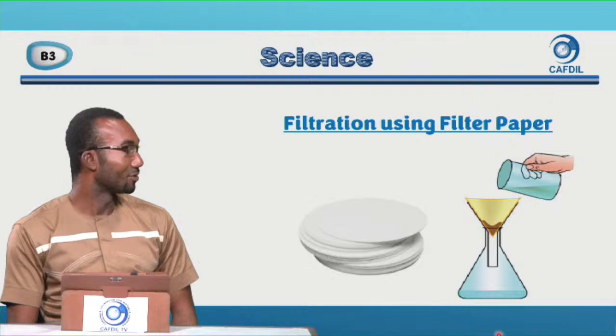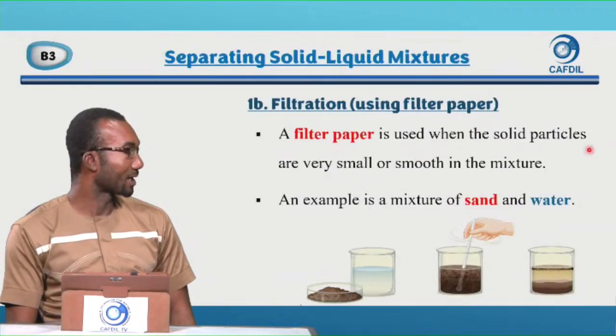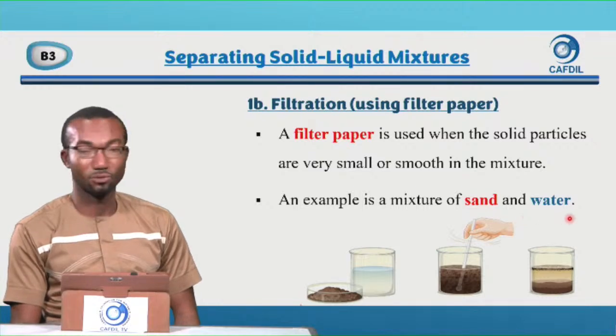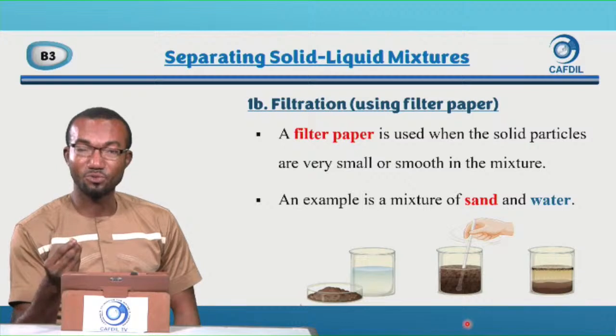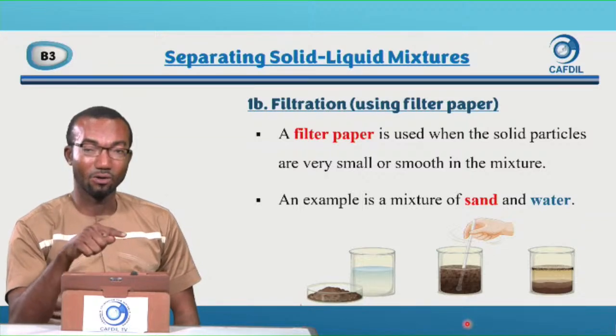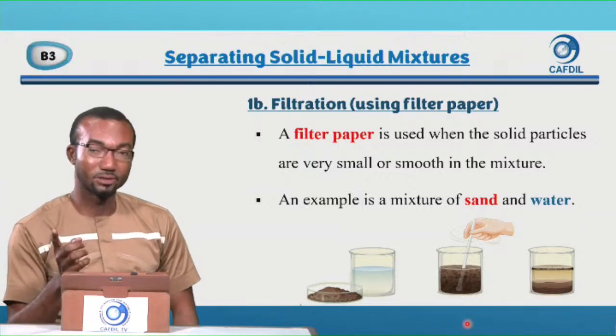Good. Let's look at filter paper. We have looked at the strainer. A filter paper is used when the particles in a mixture are very small or smooth. An example is a mixture of sand and water. So we use filter paper when the solid is very smooth, like sand. If I use a colander or a strainer, the sand will pass through the holes.